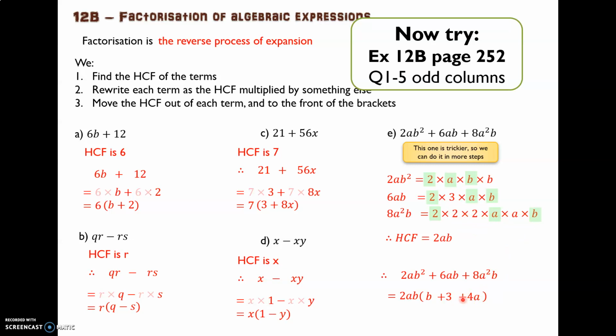This one you can see is really tricky, but it is possible if you do it in steps.